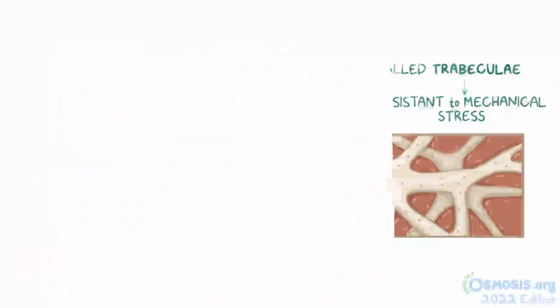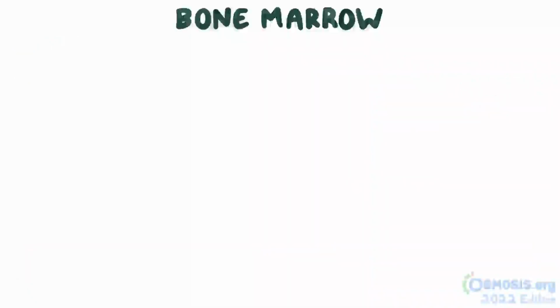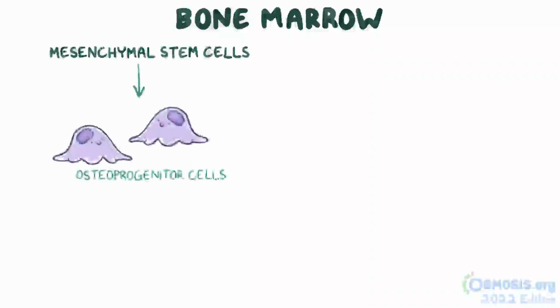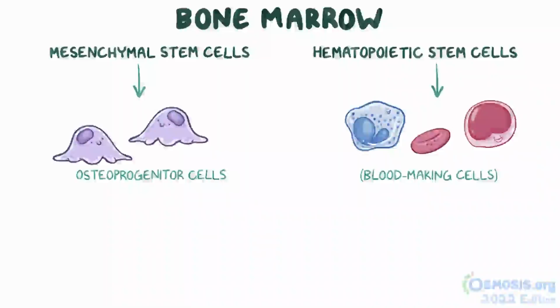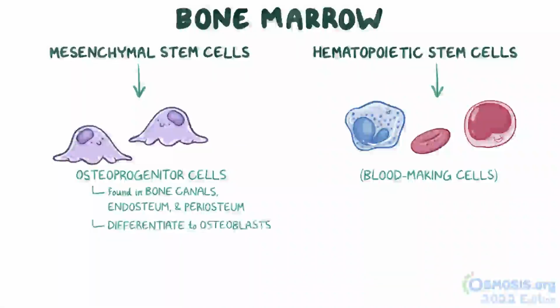Now let's jump into the bone marrow. That's where we find two kinds of stem cells: the mesenchymal stem cells, which give rise to osteoprogenitor cells, and the hematopoietic stem cells, the blood-making cells of the bone marrow. Mesenchymal stem cells are also found in the bone canals, endosteum and periosteum, and differentiate into osteoblasts.